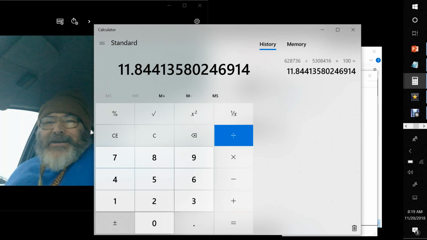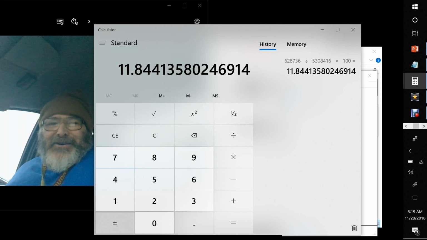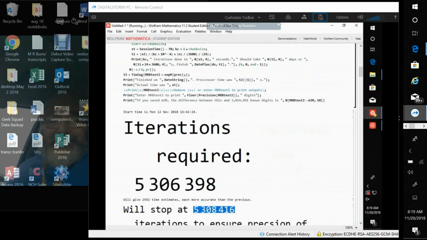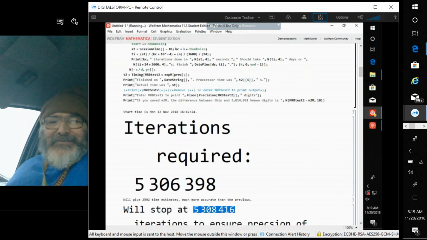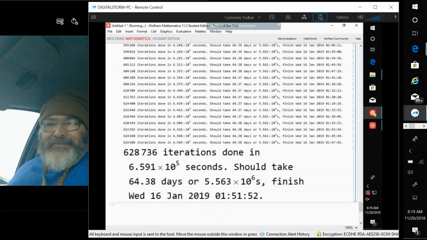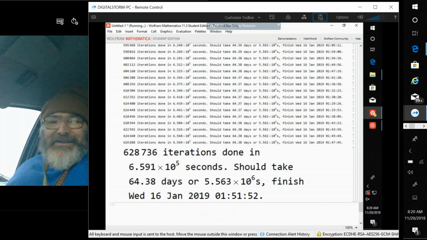Okay, it appears that we're 11.8% of the way done. We could calculate how long it will take, but I have the program already doing that for us. So let's look at that. My Digital Storm PC here tells us how long it will take, approximately. It will finish Wednesday, January the 16th at 1:51 and 52 seconds in the AM.